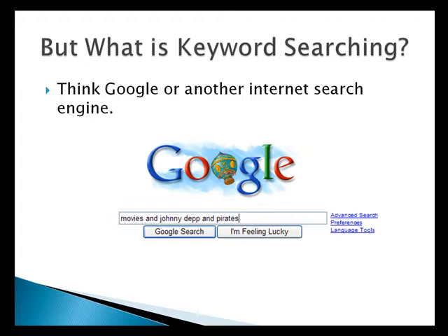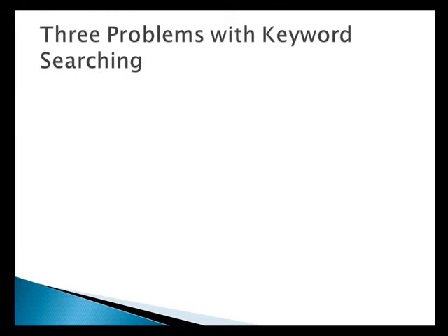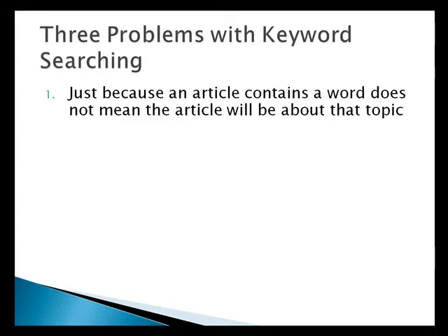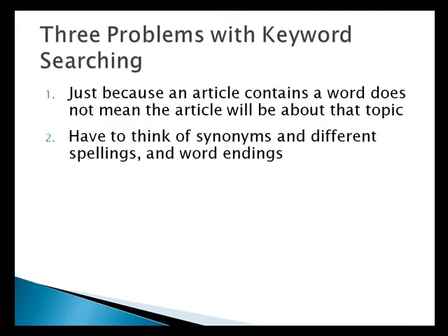So what is keyword searching? Well, keyword searching is what most people are familiar with. It's when you go to a search engine or Google and just type in a few words and see what comes up. Now, there are three problems with keyword searching. The first is that just because an article contains a word does not mean that the article will be about that topic.